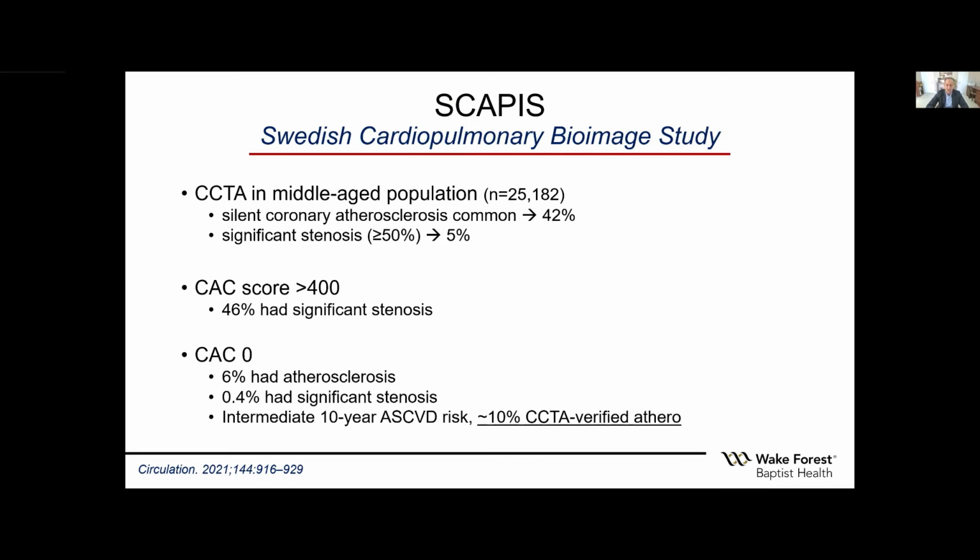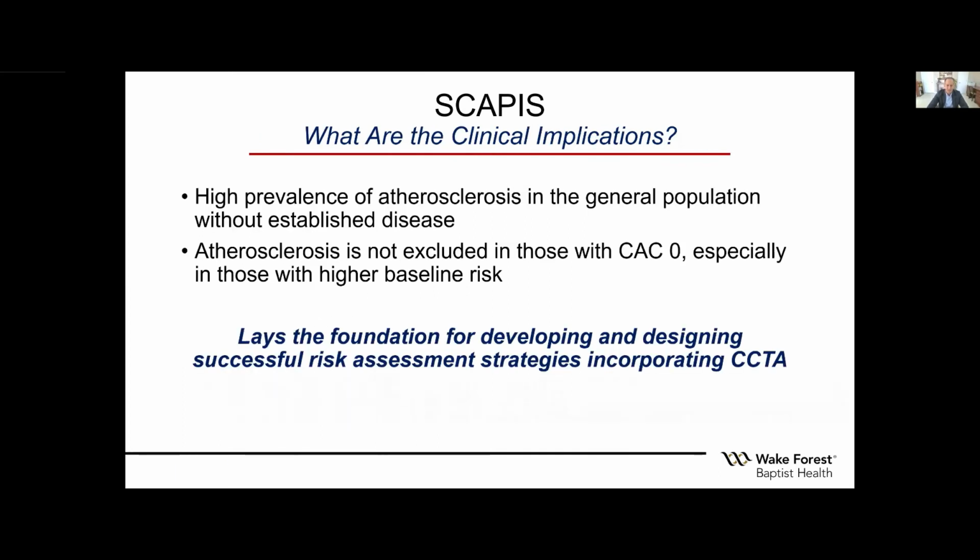They stratified those individuals into 10-year ASCVD risk groups. In particular, if you look at the individuals with a coronary calcium score of 0 who happen to have a 10-year risk in the intermediate range, that is 7.5% to 20% risk of MI or stroke within the next 10 years, despite having a coronary calcium score of 0, about 10% of these individuals were found to have atherosclerosis on the coronary CTA. So what can be inferred from these results?